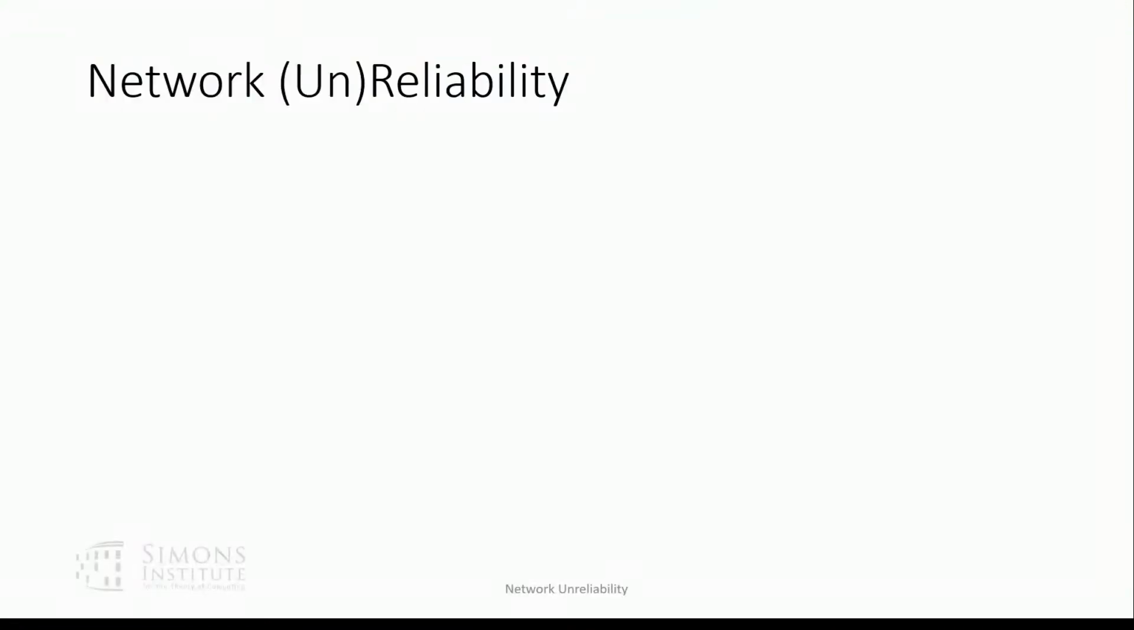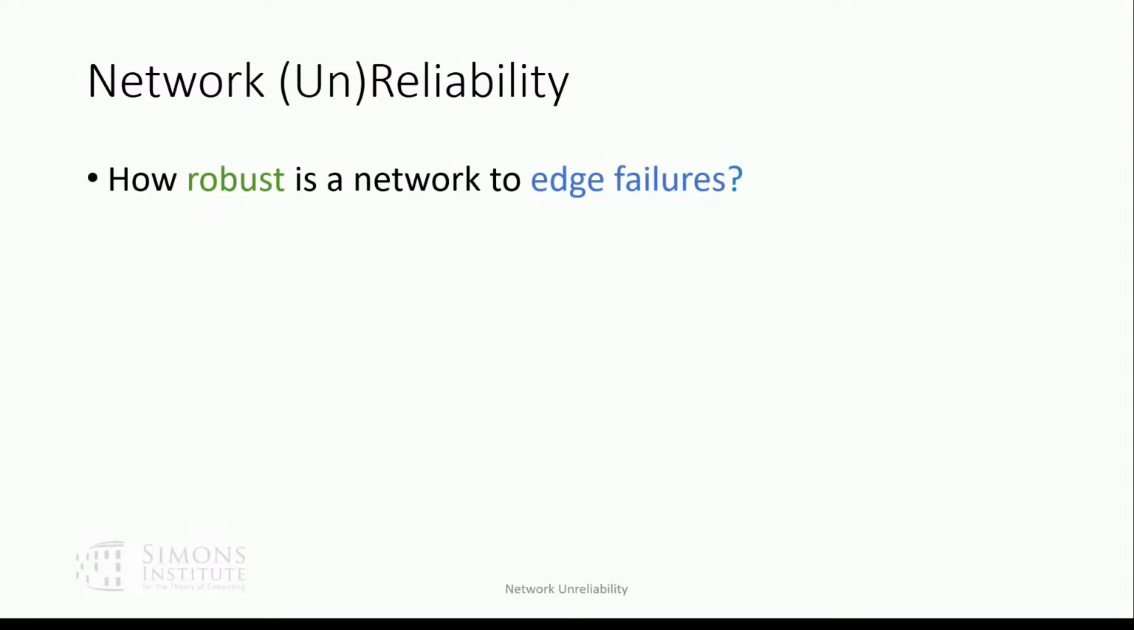All right, so what are we going to be talking about? What is this thing called network unreliability or network reliability? And it really is about asking this very basic question. So what's the role of a network in general, no matter what the application is? The role of a network is to connect, right? It connects individuals, it connects entities, it connects networks.